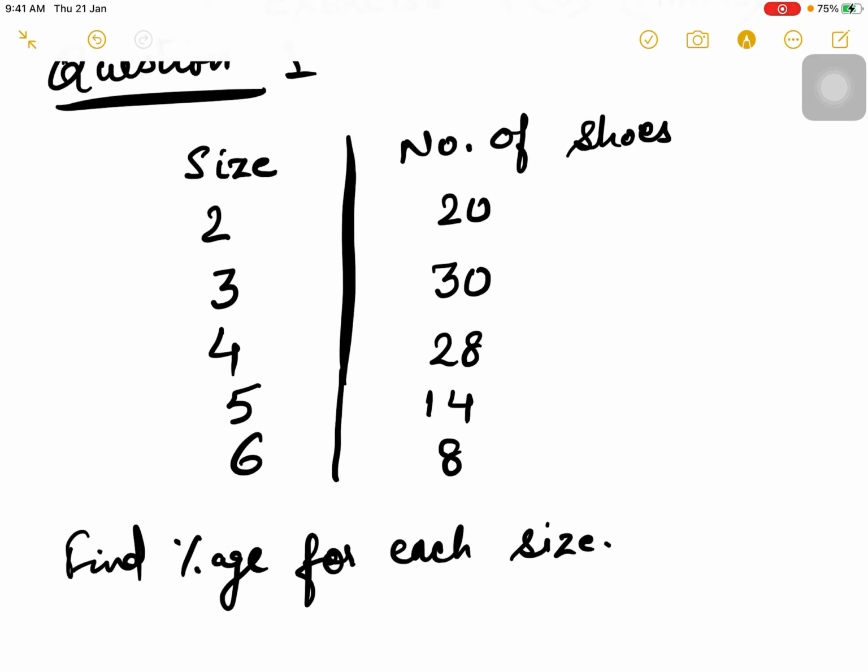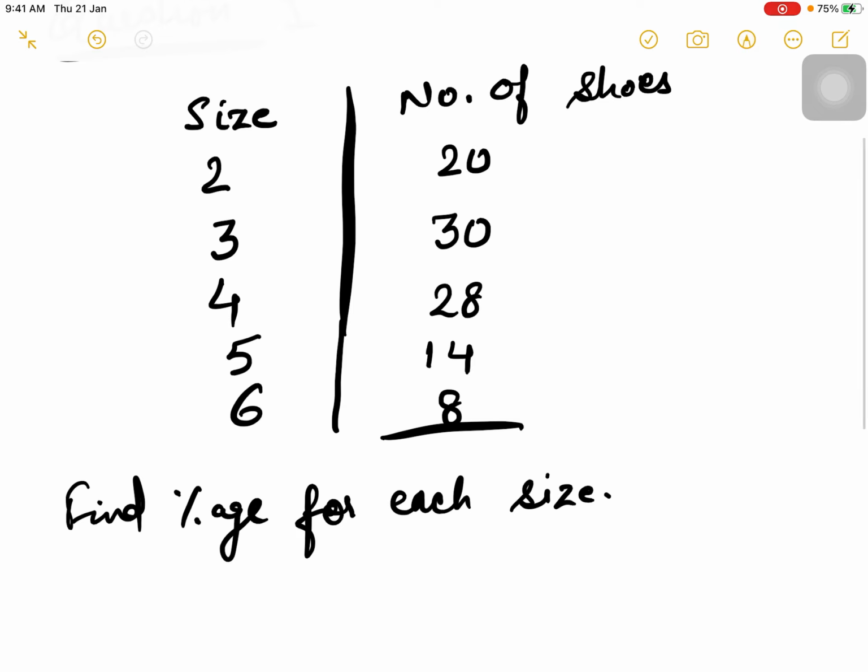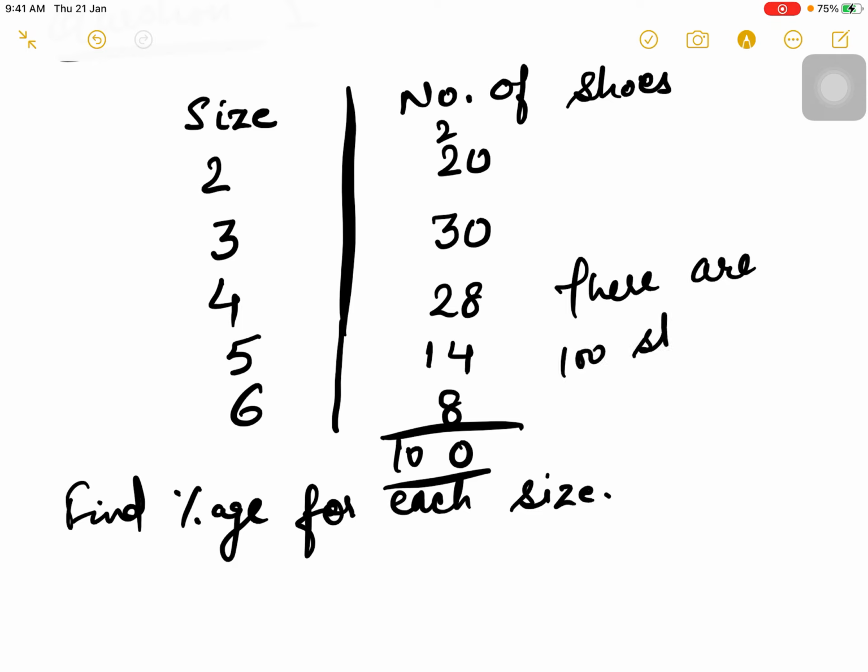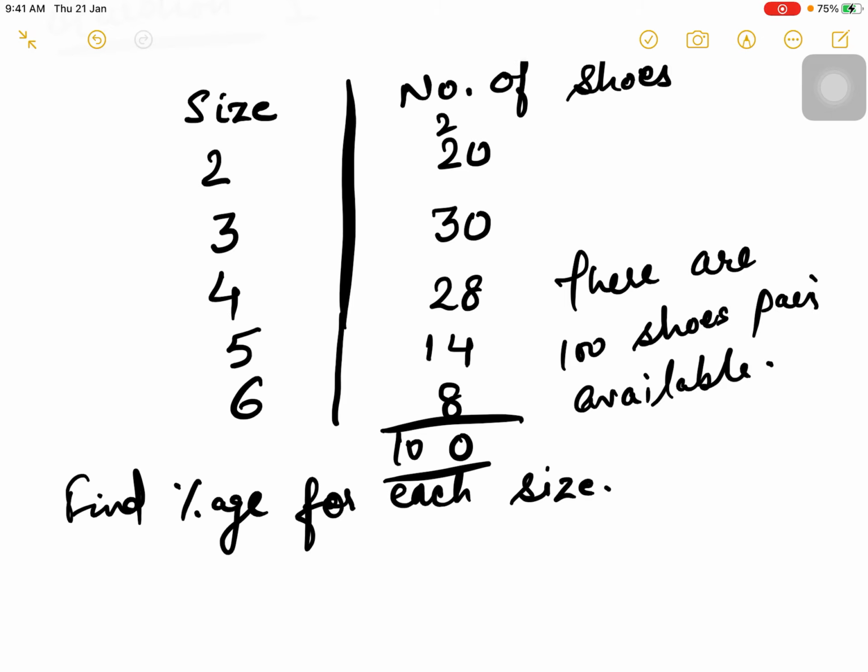Got it? So first of all, we have to find the total number of shoes available in the shop. Okay, so total number of shoes are, yes, 20 plus 30 plus 28 plus 14 plus 8, that is 100. Okay, so there are 100 shoe pairs available in the shop. कितने shoes available हैं? 100. So we have to find the percentage for each size.